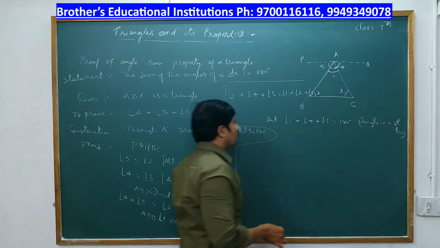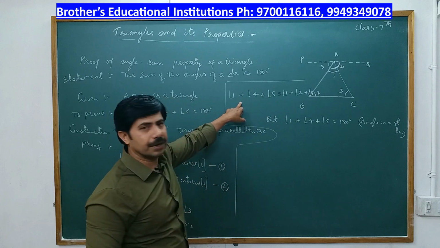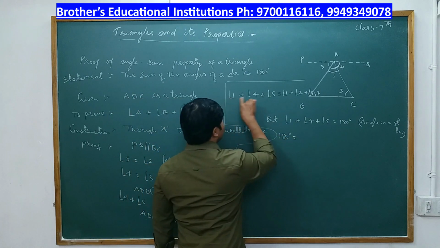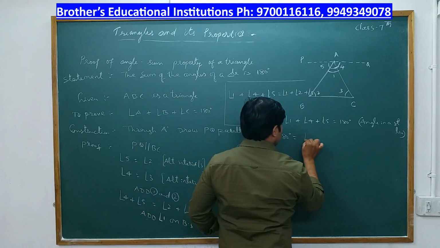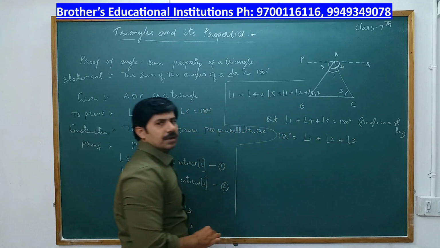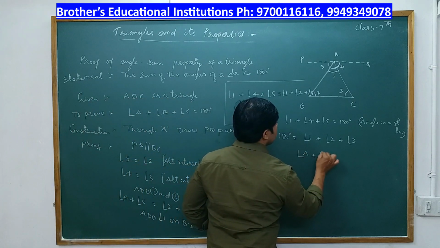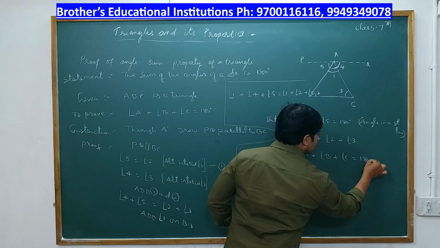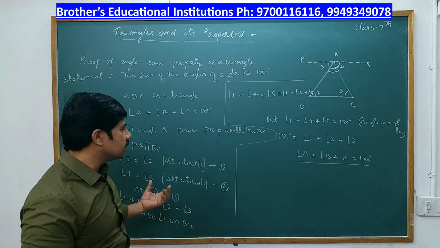Now angle 1 plus angle 4 plus angle 5 is 180. I will substitute it here. So 180 degrees is equal to angle 1 plus angle 2 plus angle 3. Now what is angle 1? Angle 1 is nothing but angle A. What is angle 2? Angle B. What is angle 3? Angle C. So the sum is equal to 180 degrees. So the sum of the angles in a triangle is 180 degrees is proved.